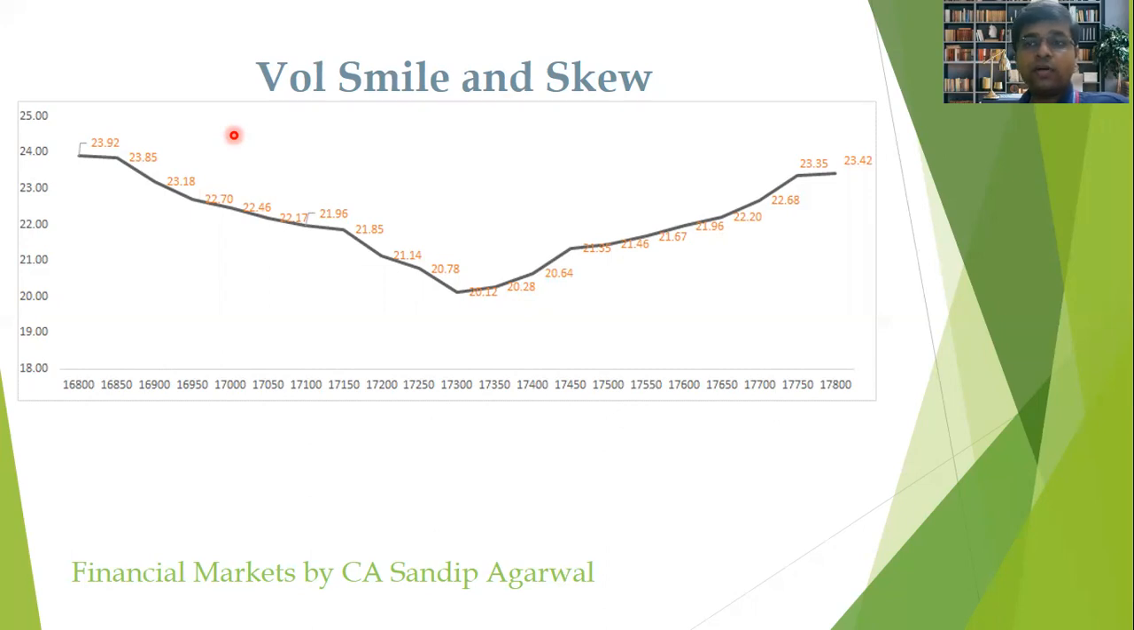Now, whenever you find in an actual scenario, when you are plotting the IV of all the call options and the put options, that it looks like a wall, what does it denote? It basically denotes that these situations are ideal for doing positional option selling.